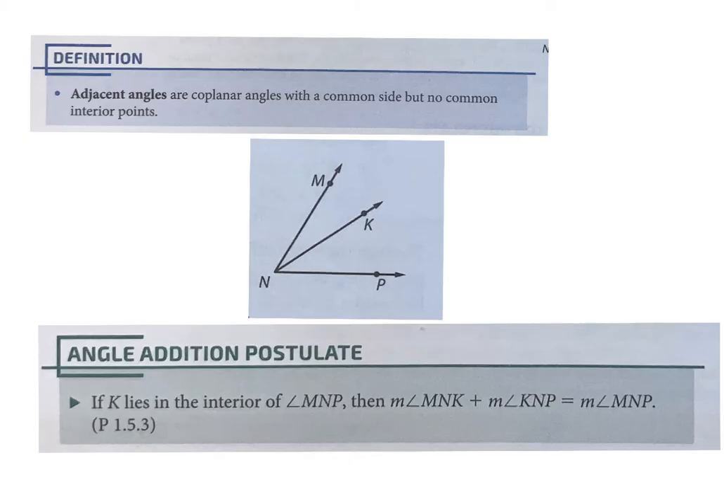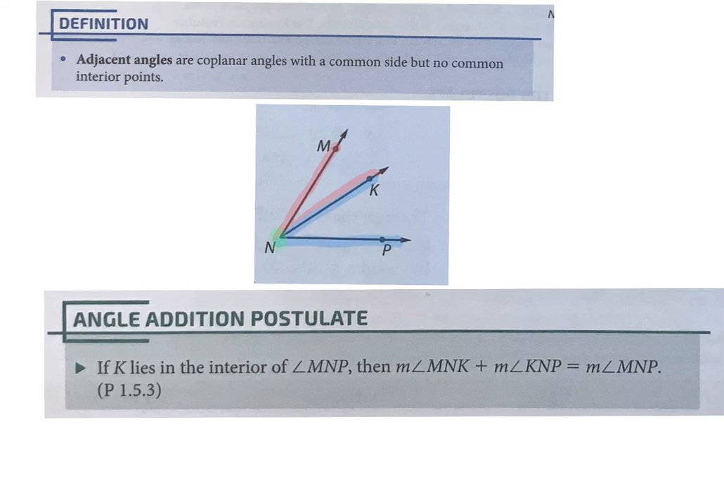All right. So let's look at another term, adjacent angles. Adjacent angles are coplanar angles with a common side but no interior points. So they can't cross over each other. It just means they are side by side and they have a common ray. So adjacent angles here: I have the angle MNK. That is adjacent to KNP. They have a common vertex, which is right here, and they have a common side, which is right there in the center.